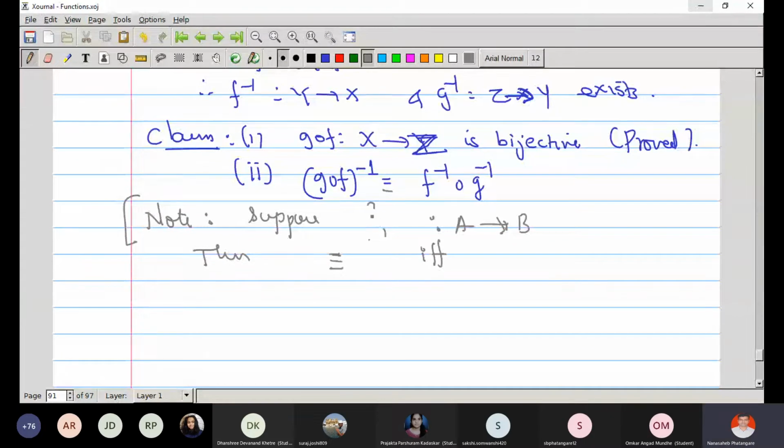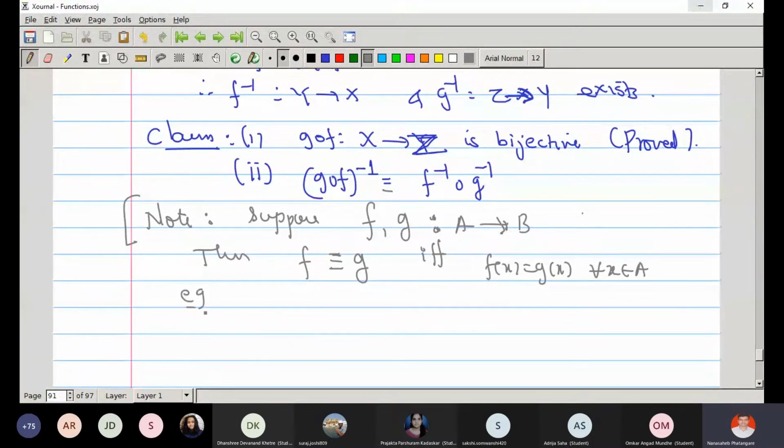Okay, let me use notation f and g, no problem. When we say that two functions are equal, functions are equal means what? Sir, f(x) is equal to g(x) for all x belonging to the domain. Very good. So f(x) is equal to g(x) for all x in the domain. That means if their action on every element of the domain is the same, then ultimately the functions are the same.